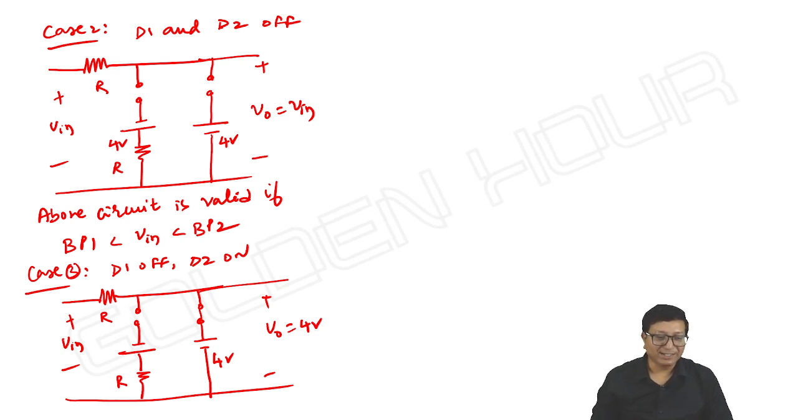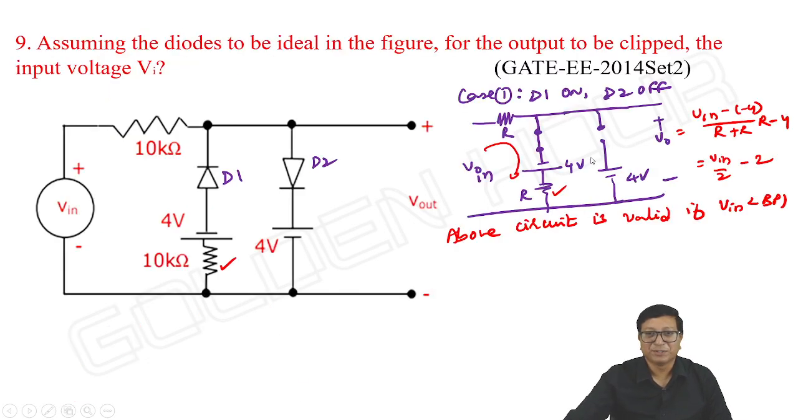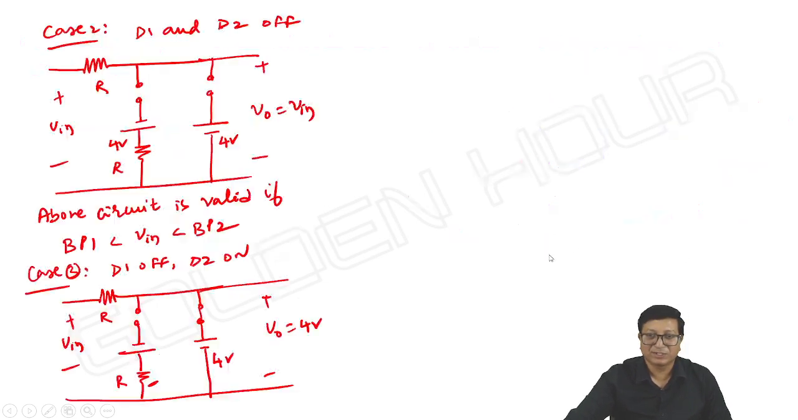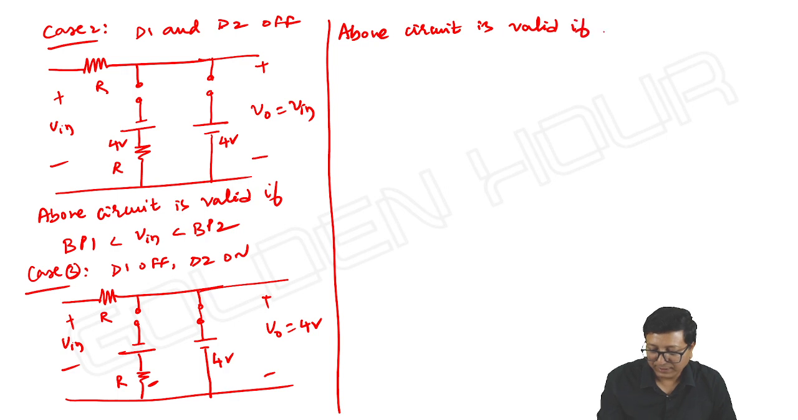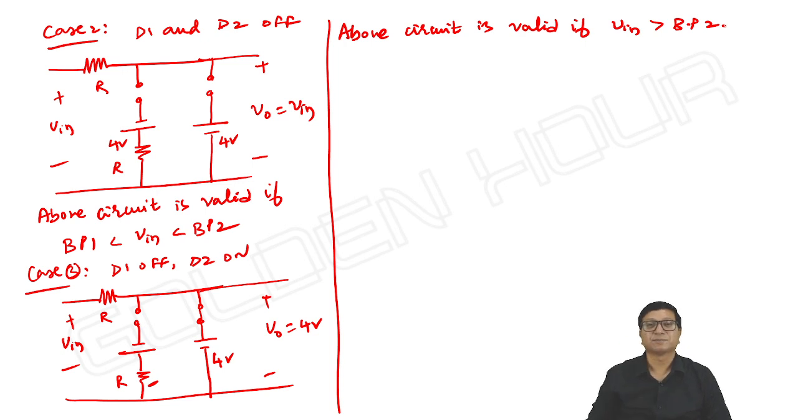The interesting thing here is we are not getting output is equal to minus 4. Okay, if this resistor is not present, then we might have seen output is equal to minus 4. Are you getting output is equal to minus 4? No, we are getting output is equal to V input by 2 minus 2, one equation. Okay, second equation is output is equal to input. Third equation is output is equal to 4 volts. Above circuit is valid if V input is greater than breakpoint 2. That's it.